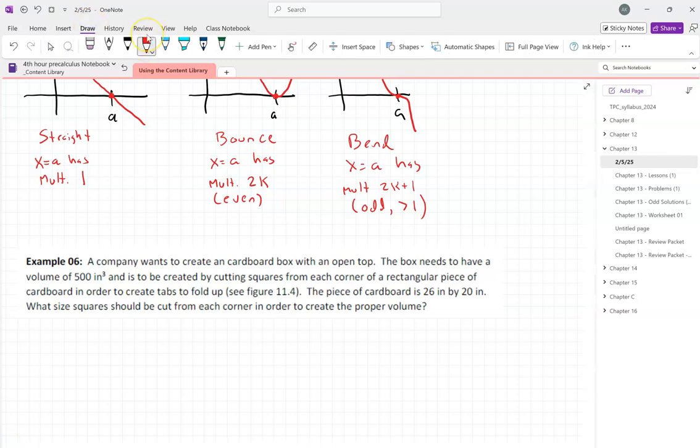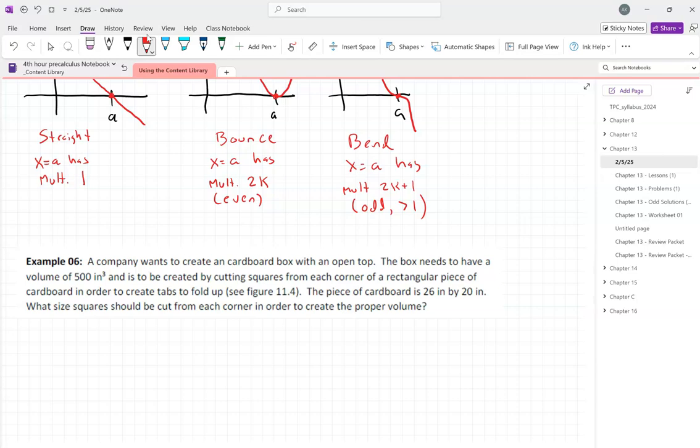So this next example is called an optimization problem, because you're looking to find the best way of doing something, the optimal way of doing something. It says that a company wants to create a cardboard box with an open top. You can picture what that looks like in your head, like when you take the cover off a board game. It's an open top box, right?